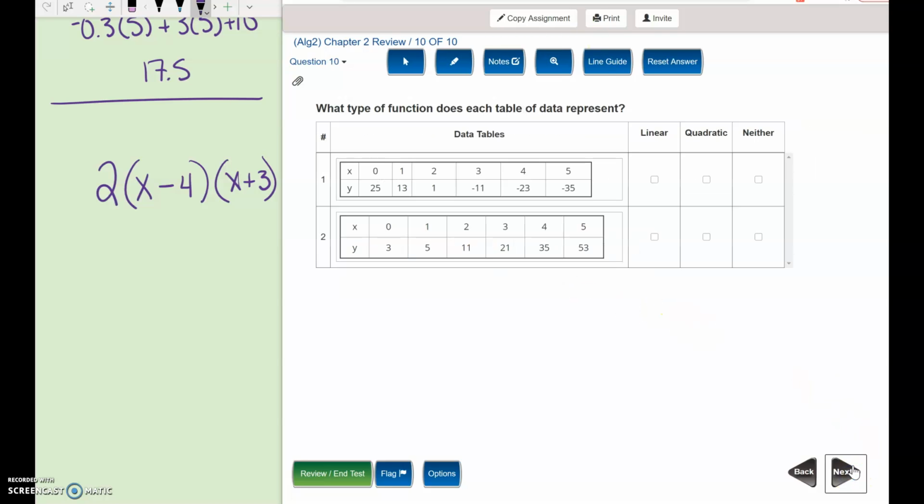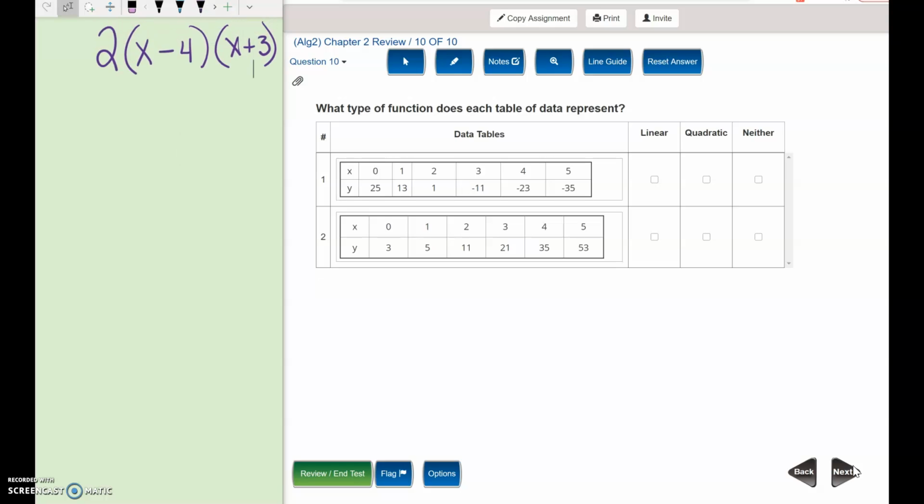Okay, the data tables. This one, it's kind of hard to show on here, but really you're looking at how the numbers are increasing. So from 25 to 13, we're decreasing by 12, decreasing by 12, decreasing by 12, decreasing by 12, decreasing by 12. If that first level is the same, that is a linear function.